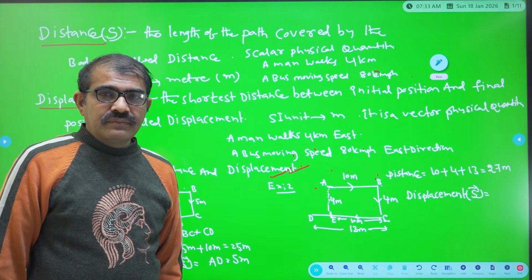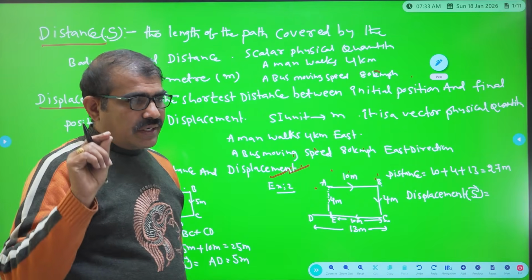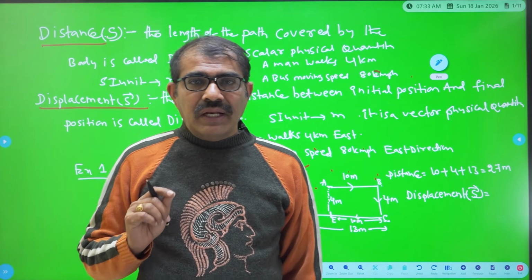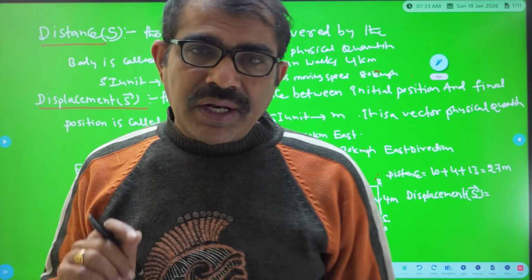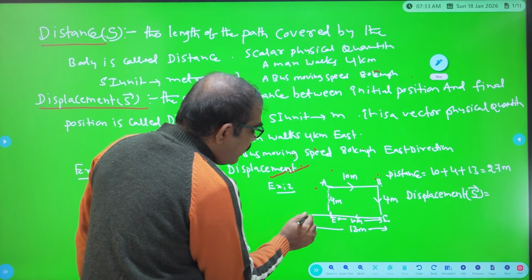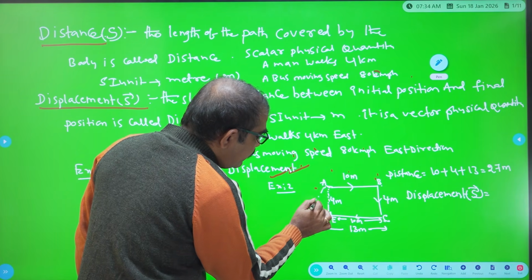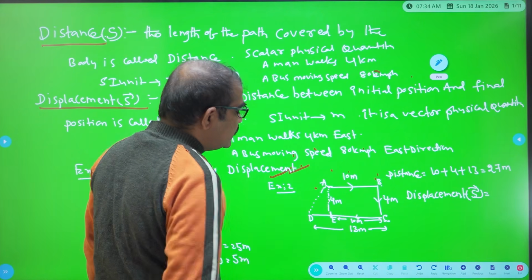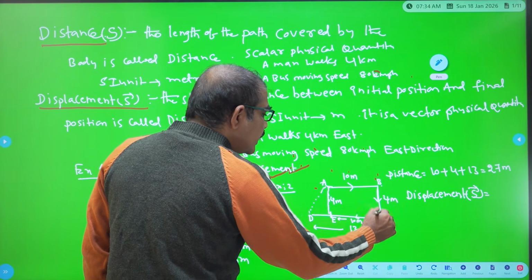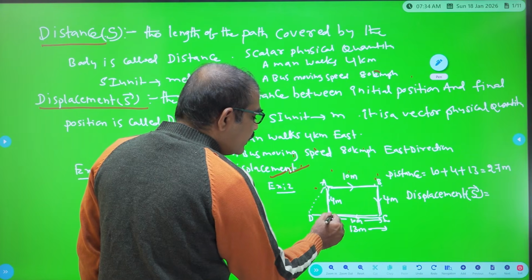How to find displacement? Take the initial point and final point. The line joining the initial point and final point is called displacement. Now the initial point is A and the final point is D. This dotted line indicates the displacement. Now this is 4 meter, this is also 4 meter, this is 10 meter, this is also 10 meter, total 13 meter.